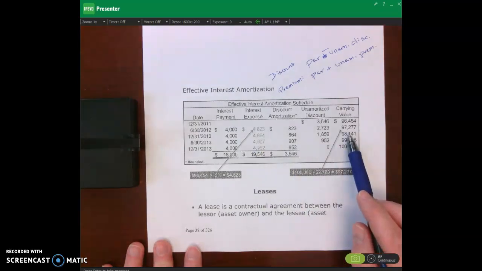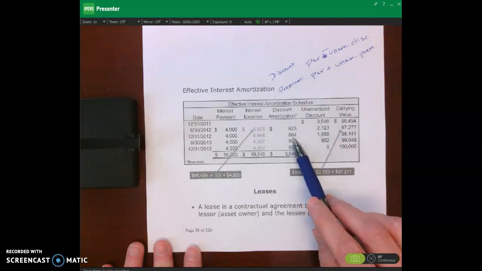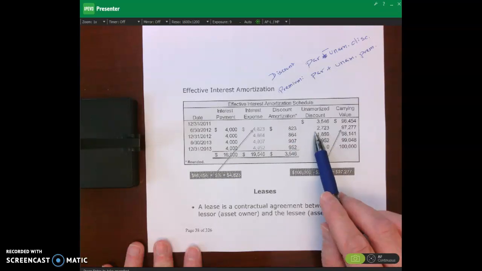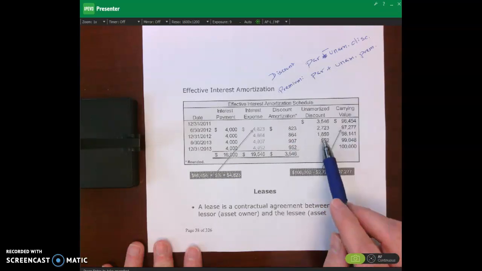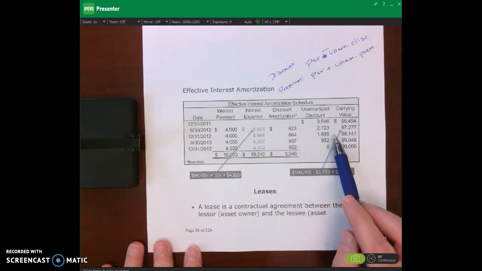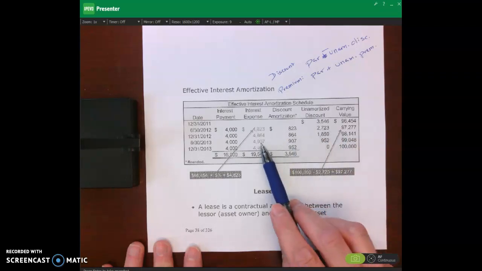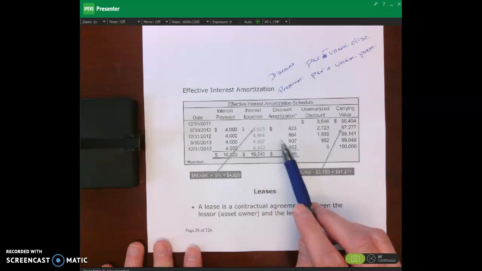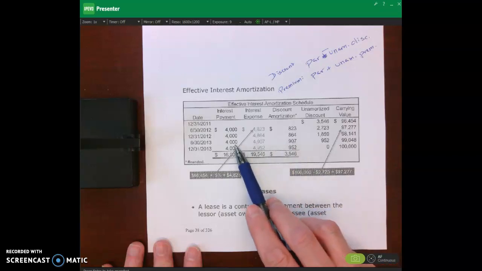Next accounting period, 98,141, which is $864 less for our unamortized discount. 100,000 minus the 1,859 gives us the carrying value of the 98,141 times the 0.05, and so on and so forth. This becomes the debit to bond interest expense, credit to the discount, and then credit to cash.